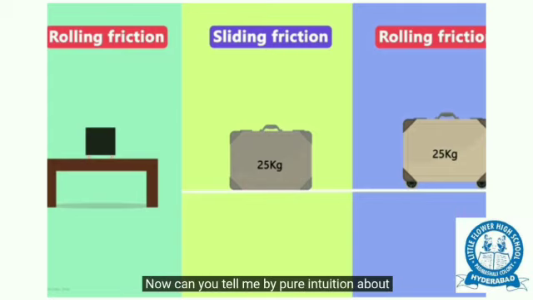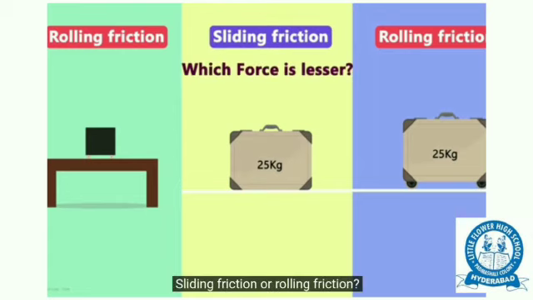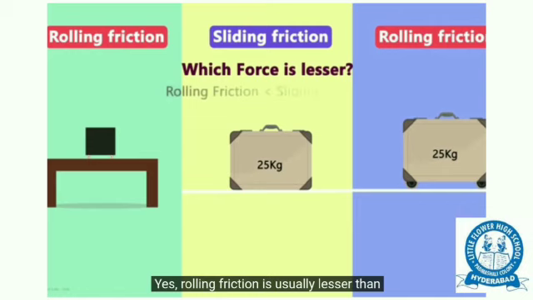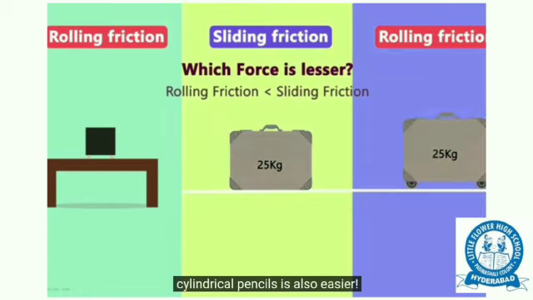Now can you tell me by pure intuition which force will be lesser? Sliding friction or rolling friction? Yes, rolling friction is usually lesser than the one associated with sliding friction. And that's why attaching wheels at the bottom makes it easier to move the object around. And similarly, moving the box on top of the cylindrical pencils is also easier.